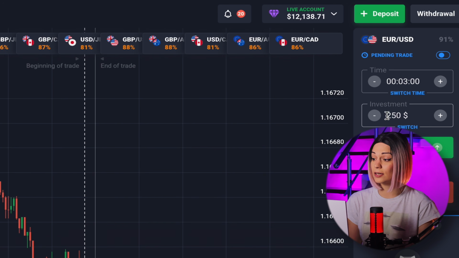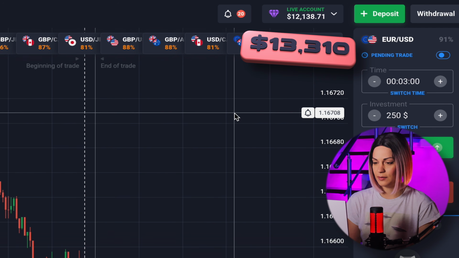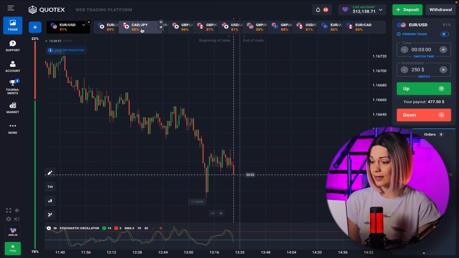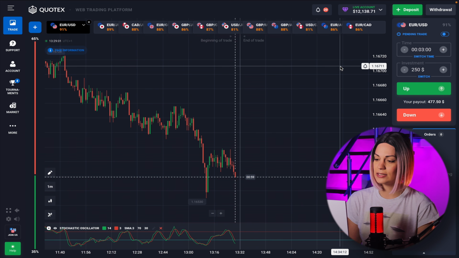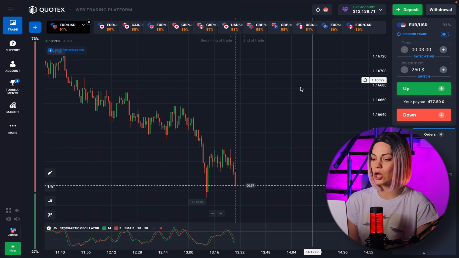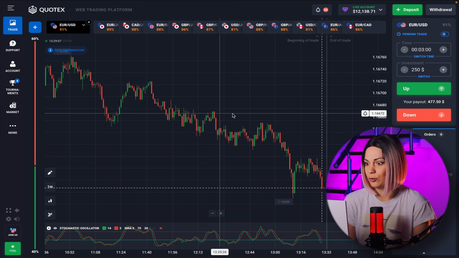So the task is to reach $13,310. I hope it's not going to be that bad because I'm starting a bit late today and we still have a good setup with currency pairs. So let's get started. Stop rambling and start. Let's go.